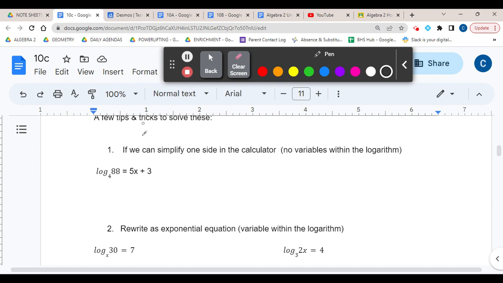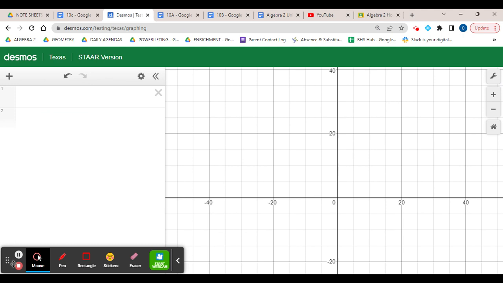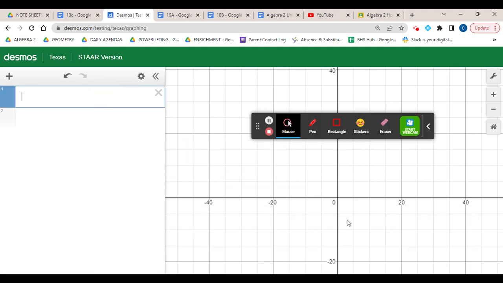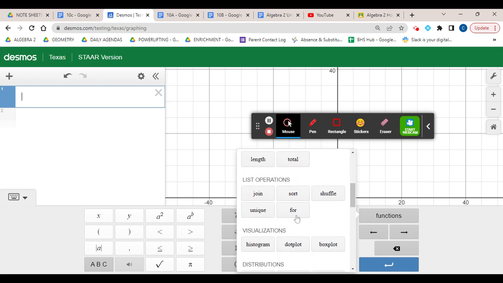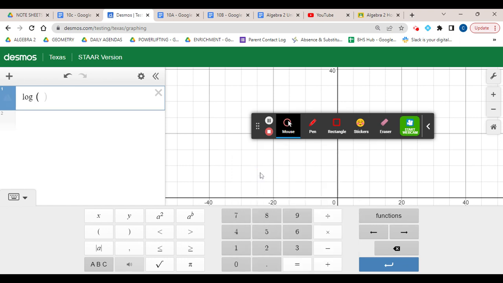The first thing: if we can simplify one side on the calculator, which means we don't have any variables within the logarithm, we'll calculate that side, log base 4 of 88. So if we have log base 4 of 88 equals 5x plus 3, we can go to the calculator and pull up our logarithmic function. Log base 4 of 88 gives us 3.229. We'll call it 3.23.